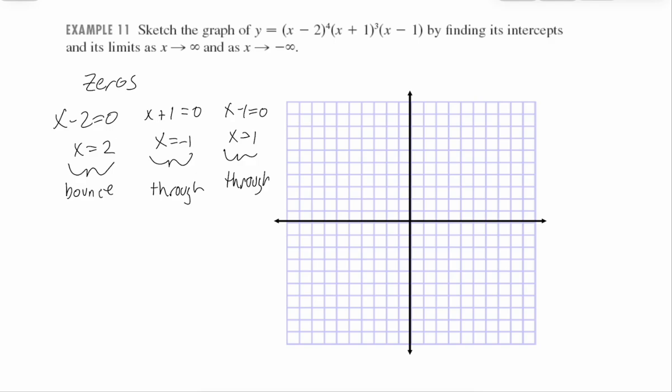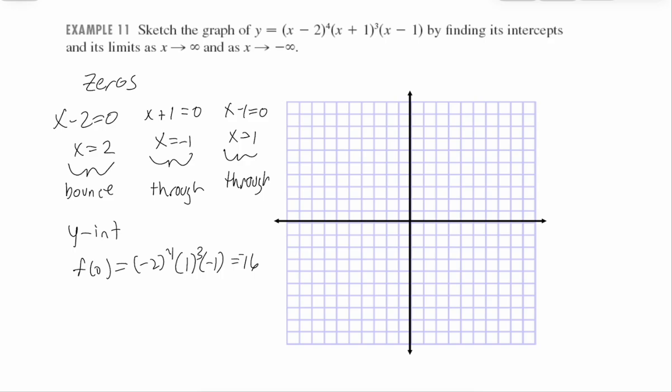Okay. The y-intercept, I'm going to write it in function notation. You just plug in 0. So it's going to be negative 2 to the 4th, 1 to the 3rd, and negative 1, which is an answer of negative 16.